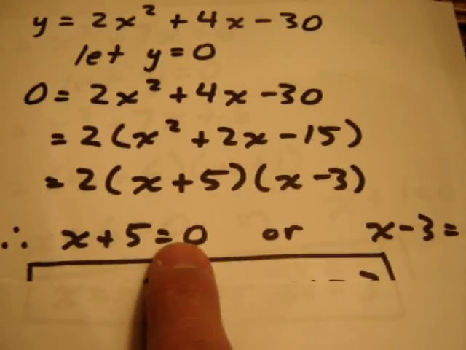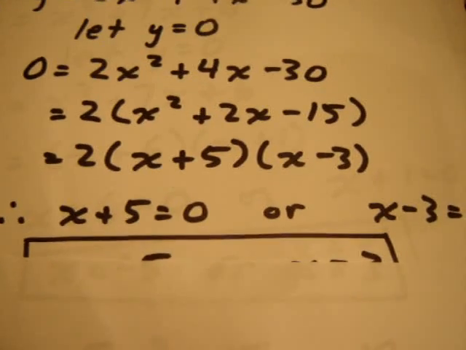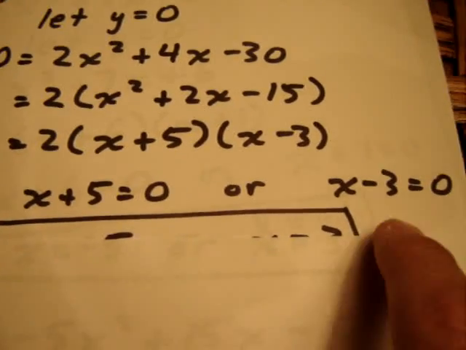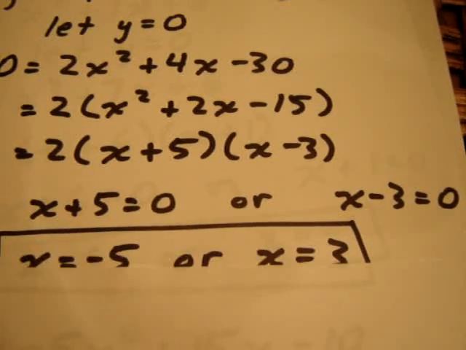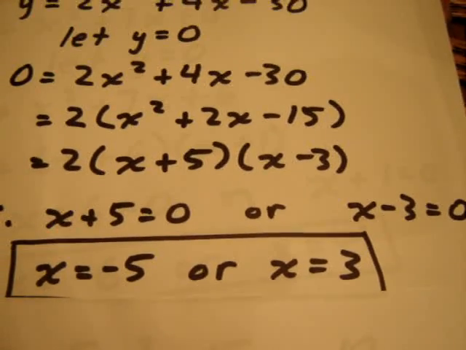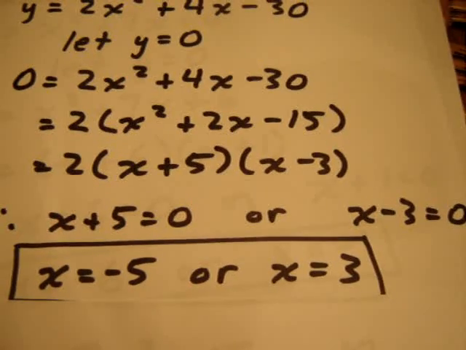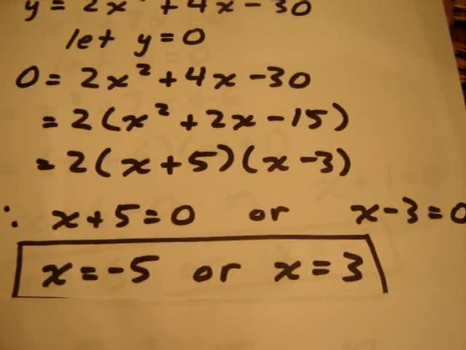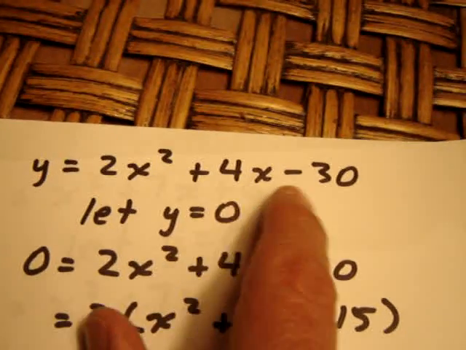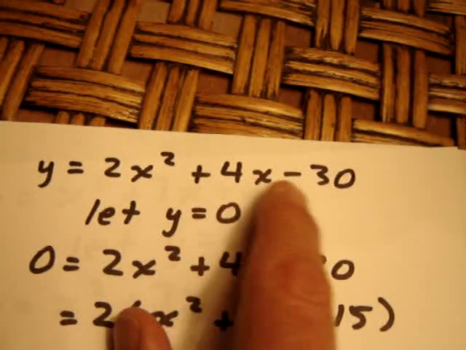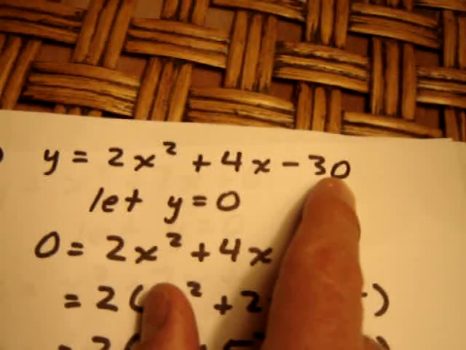Well, if x plus 5 equals 0, go back to your grade 9 course. You'll know that x must be negative 5. And if x minus 3 equals 0, going back to grade 9, you'll know that x has to equal 3. So those are our zeros. X equals negative 5 or x equals 3. If you're wondering what that really means, that means that if you plug negative 5 in for x or 3 in for x, this expression will equal 0.